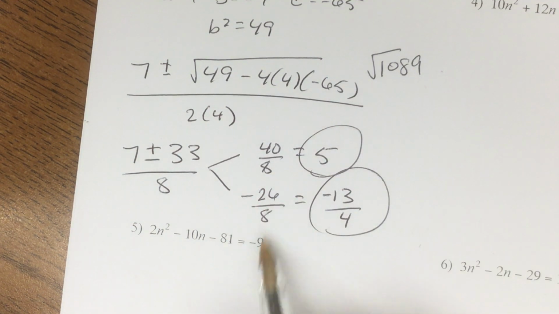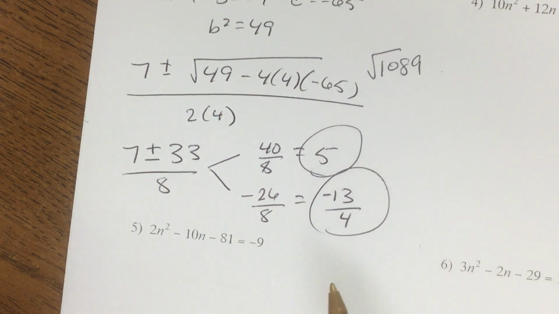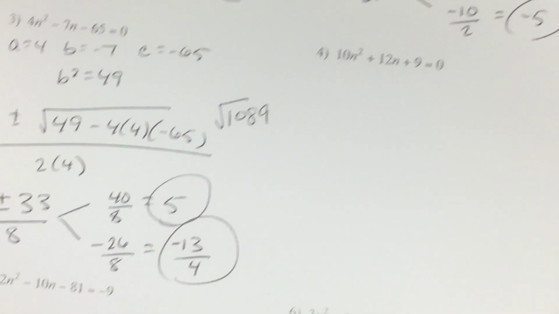You can do 26 divided by 8 on your calculator and then change it to a fraction if you need to do that. I just divide both of them by 2 because they're both even, and I keep doing that until I can't reduce it anymore.